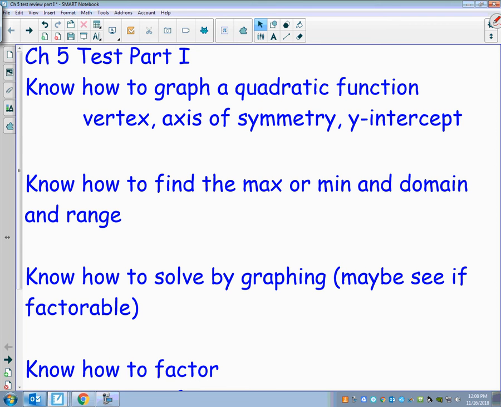Okay, so this is going to be a long one because I want to go through this test review with you, but hopefully it'll help you. So this is the paper that I gave you yesterday. These are things you need to know how to do, and so I kind of just went through it.